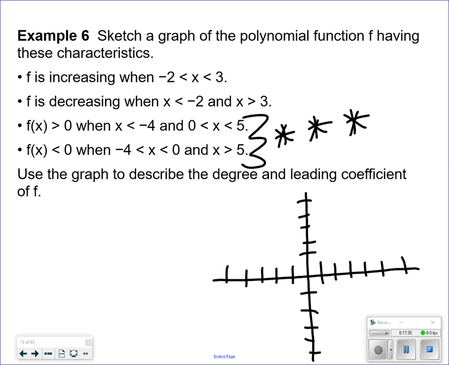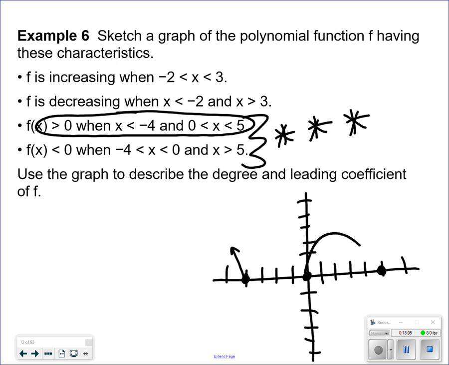Look at, it says x is less than -4. So I'm going to put a dot at -4 on the graph. And then I'm going to put a dot at 0, and I'm going to put a dot at 5. So this line right here, okay? And what that is telling me is it's above the x-axis when it's less than -4. So this direction, it's above the x-axis. Then it's above the x-axis between these two.